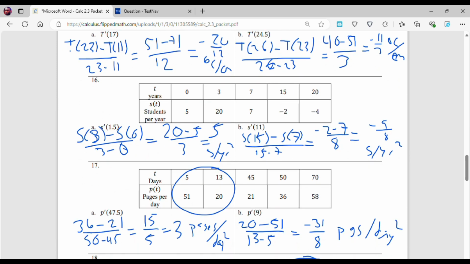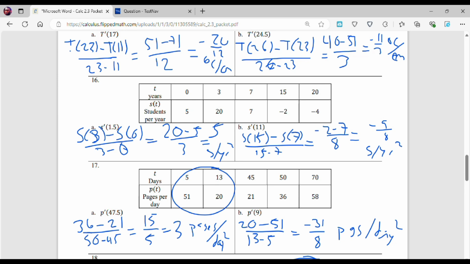S prime of 1.5. Now, I like this question because it introduces a new concept of rates and you have to express the units correctly. So, S prime of 1.5, if you can't tell, should be easy by now. You're going to use 0 and 3. 1.5 is right in the middle, in between 0 and 3. So you're going to use S of 3 and S of 0 and find the average rate of change between those two to get your approximation of the instantaneous rate of change at 1.5.